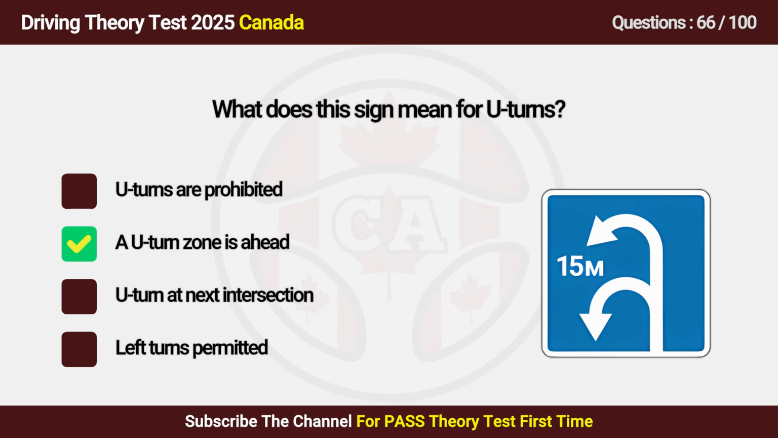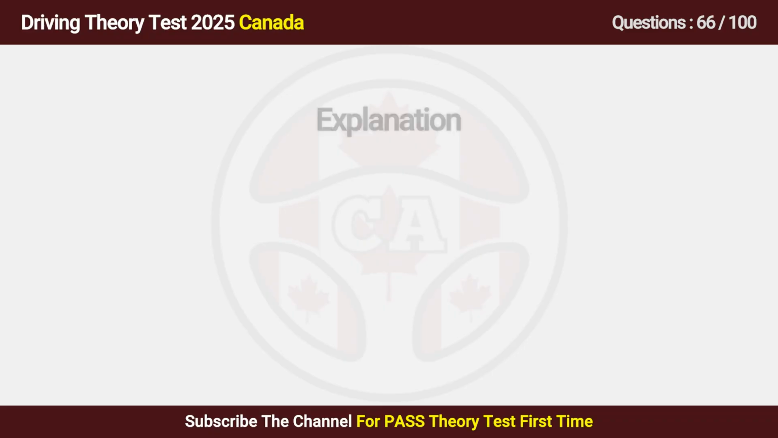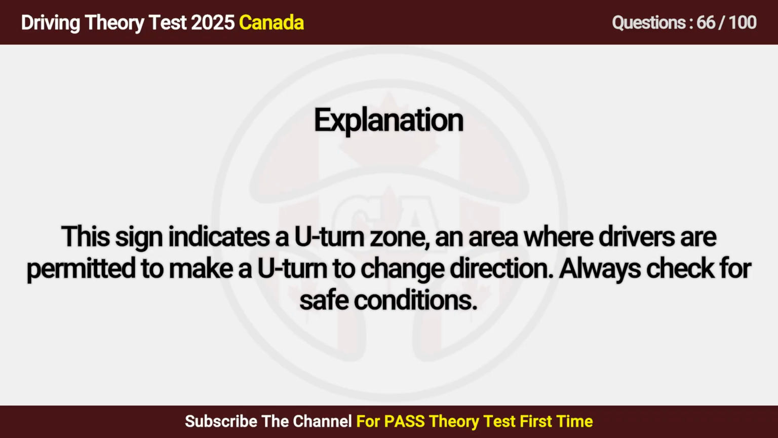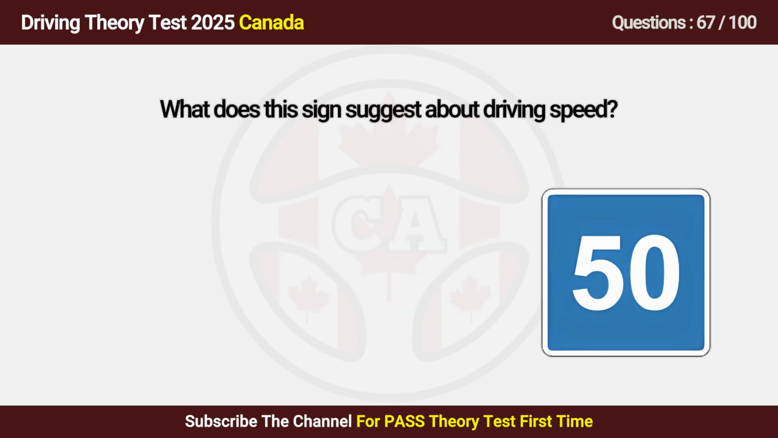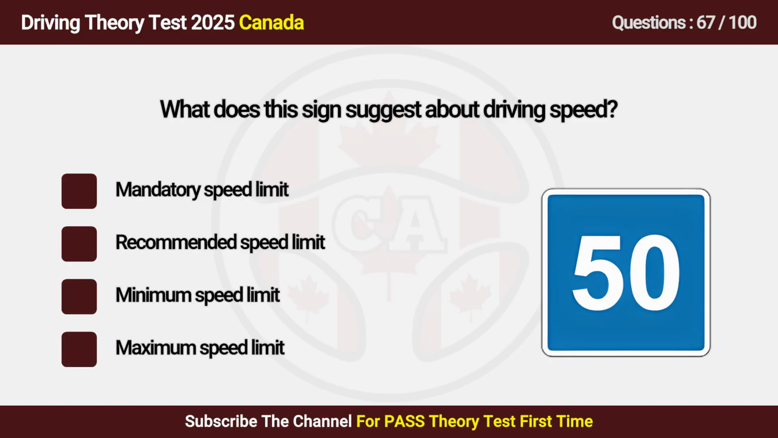Answer is B. A U-turn zone is ahead. This sign indicates a U-turn zone, an area where drivers are permitted to make a U-turn to change direction. Always check for safe conditions. Question 67. What does this sign suggest about driving speed?